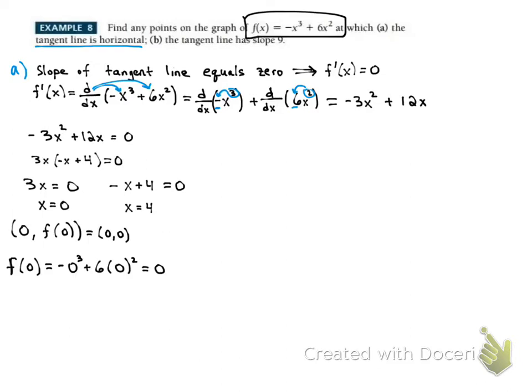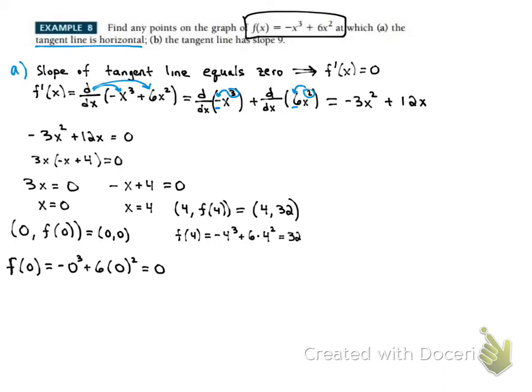Now let's find the ordered pair that we get when x equals 4. So that corresponds to the ordered pair 4, and then f evaluated at 4. So let's figure out what f evaluated at 4 equals. So f evaluated at 4 will equal 32. So that means this ordered pair is equal to 4, 32.